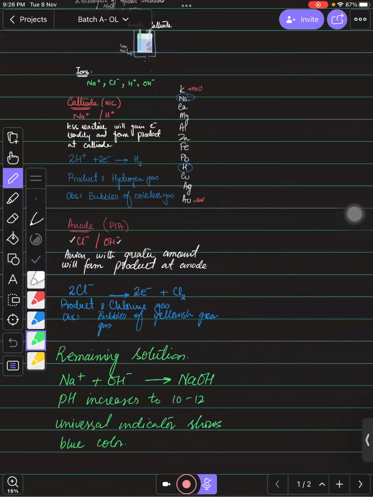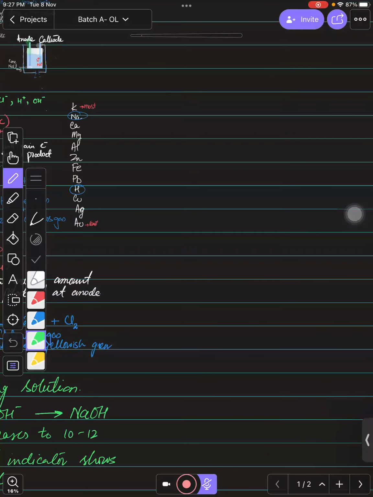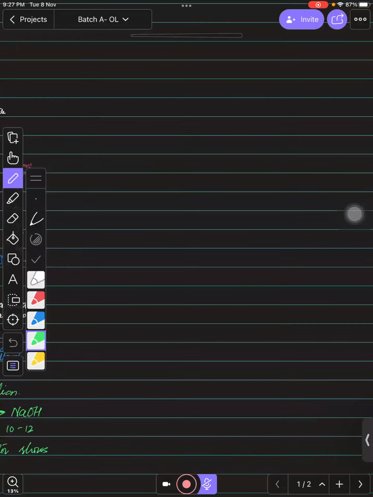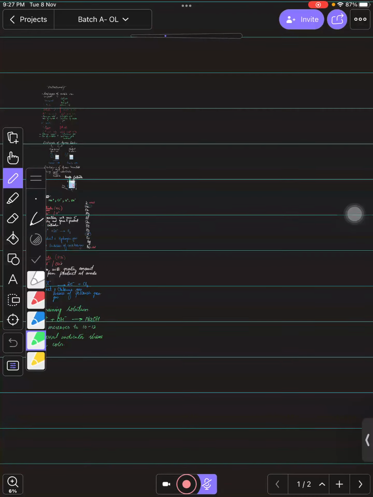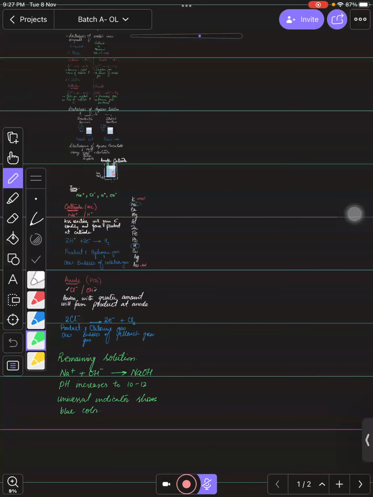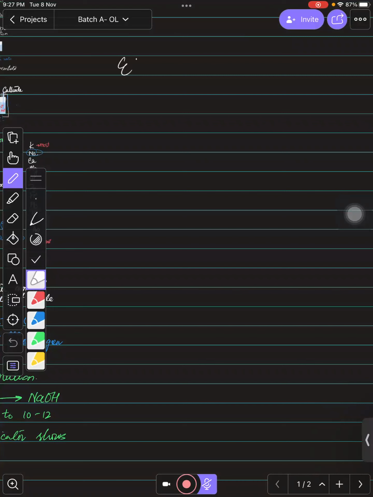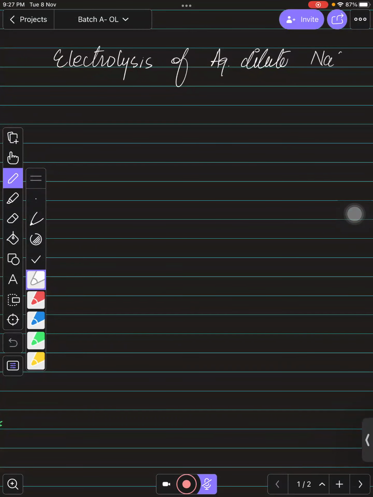Let's talk about dilute solution. If you have aqueous NaCl but it is dilute, suppose we are doing aqueous NaCl, and this time it is dilute. So suppose electrolysis of aqueous NaCl. Sir, the difference will be only at the anode, right, because it is dilute? Yes, right.